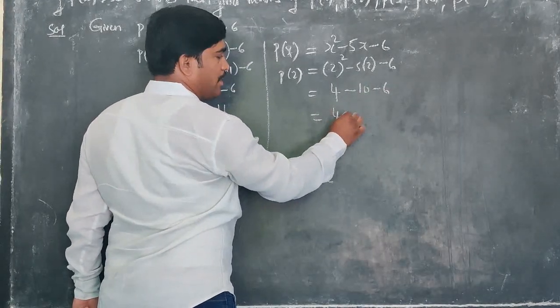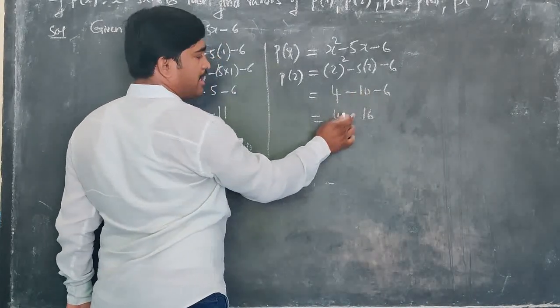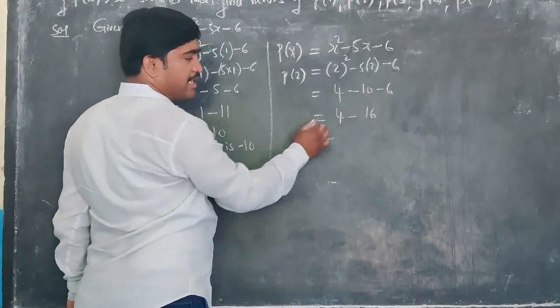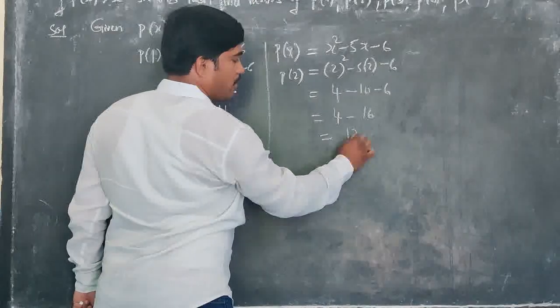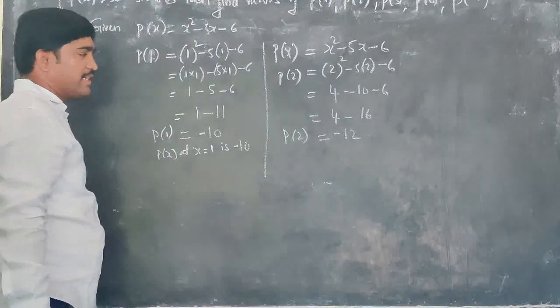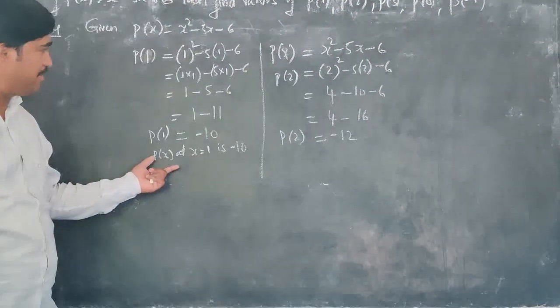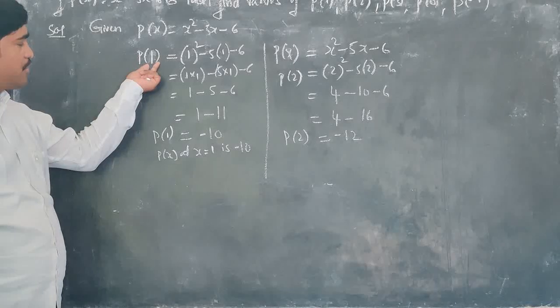Now add the negative numbers first. So 10 plus 6 is 16, the big number sign is minus. Now plus 4 is there. 16 minus 4 is 12, the big number sign is minus. Now what is the value of P of x at x equal to 2? Nothing but minus 12.